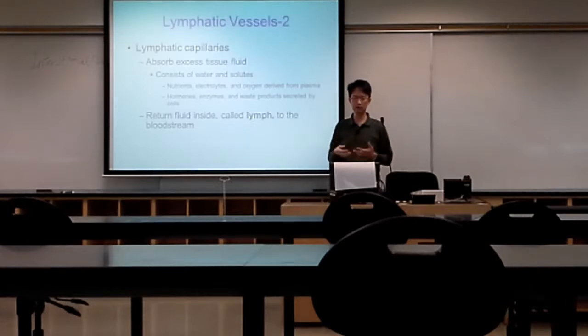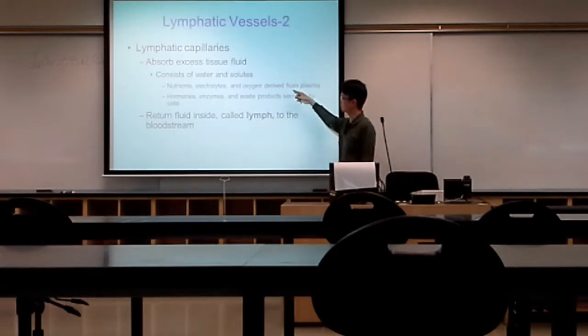You can imagine that lymphatic capillaries are like the root hairs of a plant. If you take the onion root hair, the lymphatic capillary is like the root hair of plants. Root hairs of plants are responsible for absorption of water and nutrients. Here, the lymphatic capillary is similar. They absorb excess interstitial fluid, which can be water and solutes, like electrolytes, or even oxygen. Hormones and enzymes, or waste that's secreted, can also be absorbed by these lymphatic capillaries.